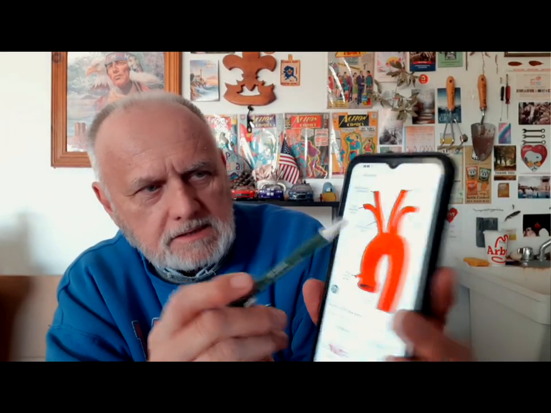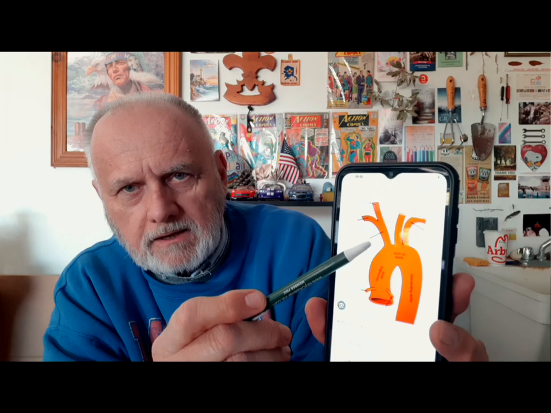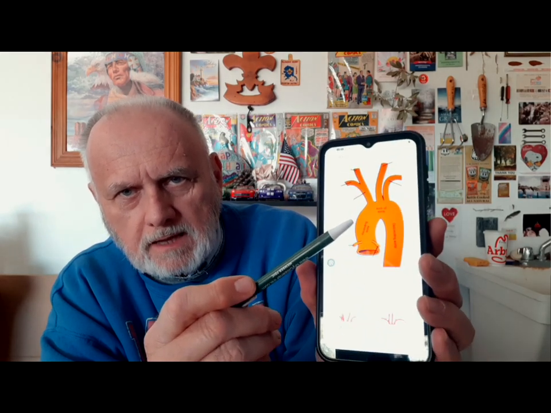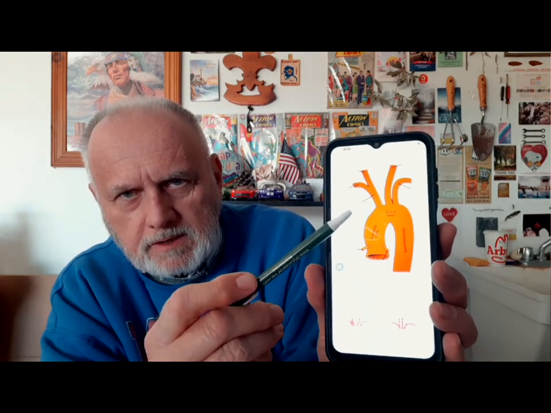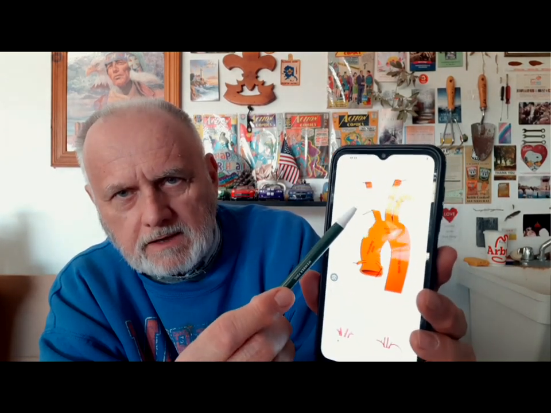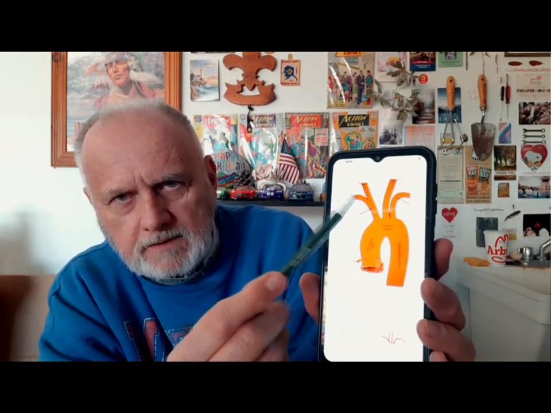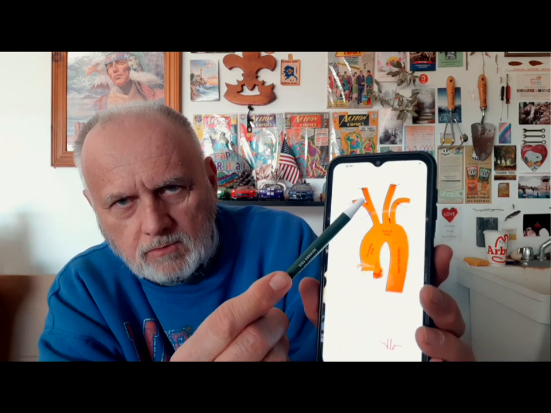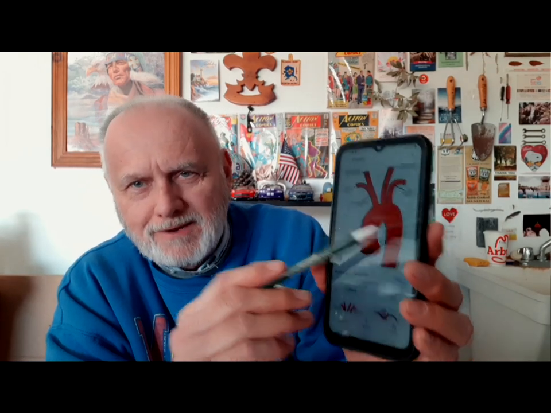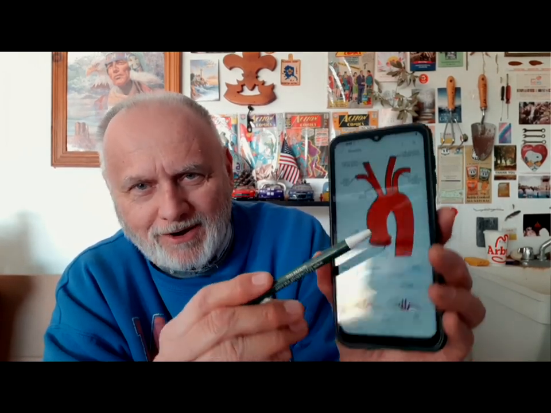There, okay, this is the brachiocephalic. That's not bad, that's not coming in bad at all. And then it divides into the right subclavian and the right common carotid. Okay, now we're going down the road on the aortic arch.